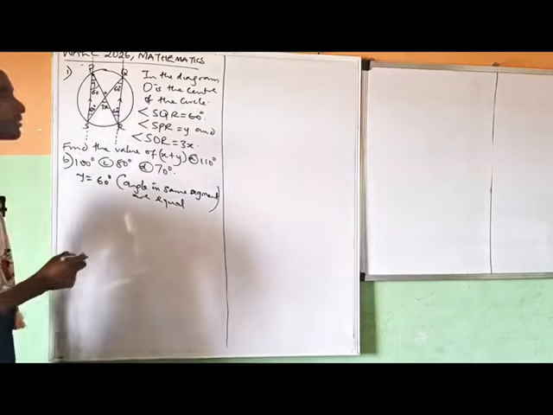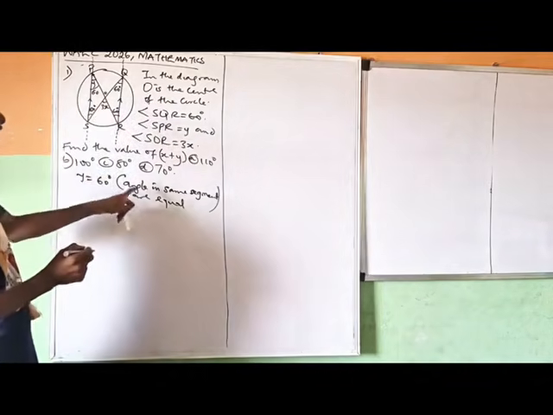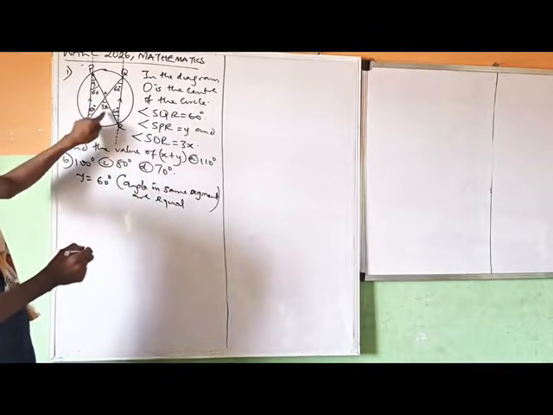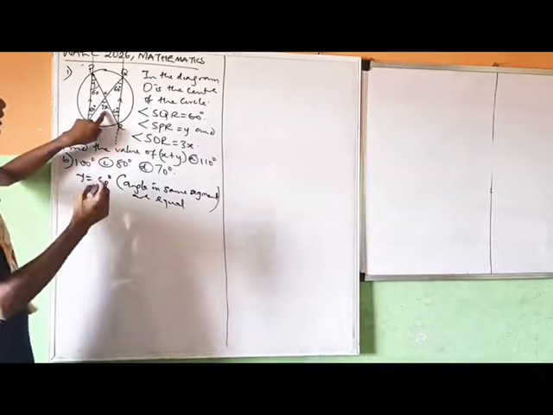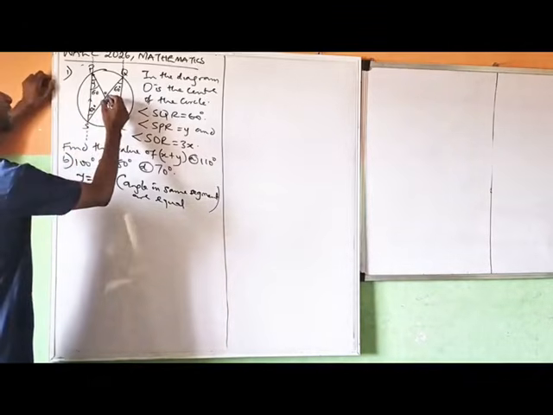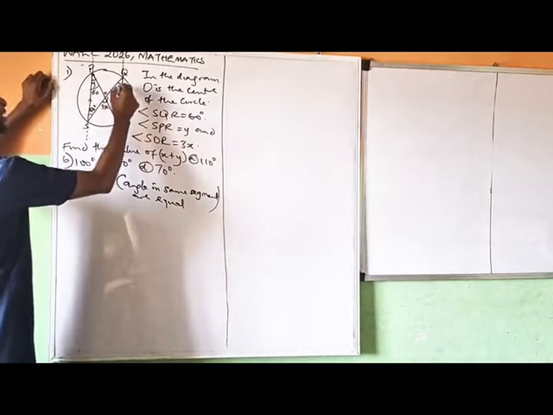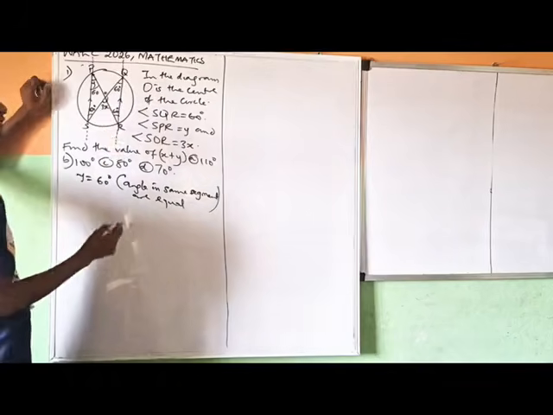So if that is the case, the last thing we want to do, the question says we should find x plus y. So we need to know the value of x. How can we know the value of x? We need to find here. If we are able to find here, you remember the sum of angles in this triangle is 180 degrees.